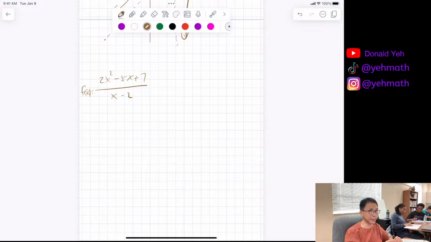You probably cannot find the x-intercept here because it's not factorable on the top. But the y-intercept, you should be able to find.